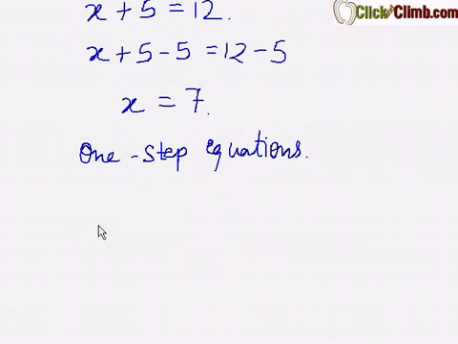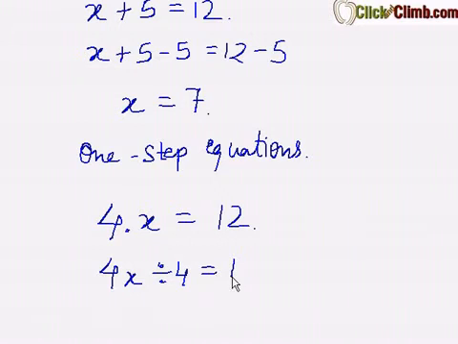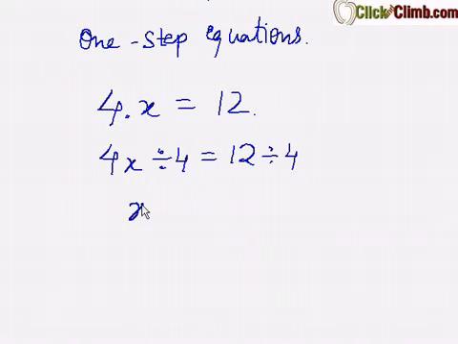The other ones can involve multiplying and dividing. Say I have 4 times x equals 12. To isolate this x, I need to divide both sides by 4. So 4x divided by 4 equals 12 divided by 4. 4x divided by 4 is just x, and 12 divided by 4 is 3. So the solution to this equation is x equals 3.